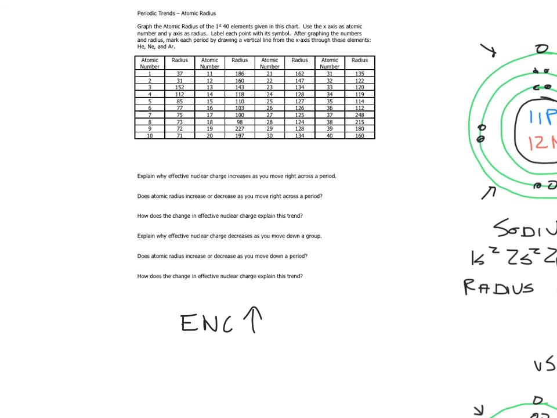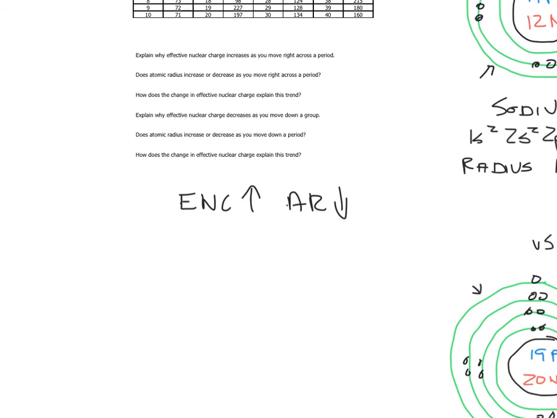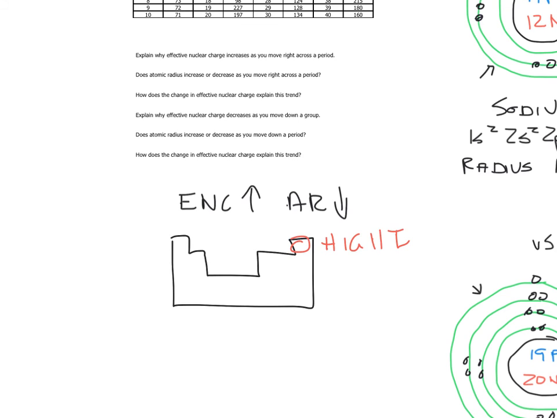So what we should notice here is that ENC goes up, atomic radius goes down. So where effective nuclear charge is high, then the atomic radius is small. And then the opposite is true down in this corner.